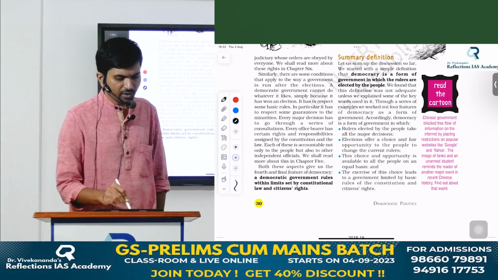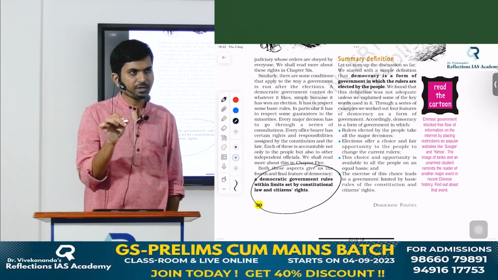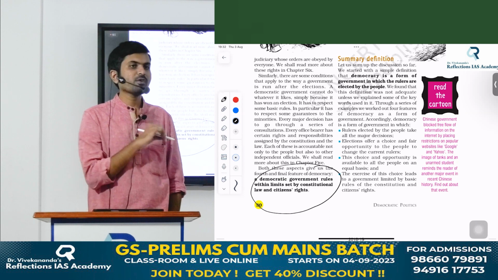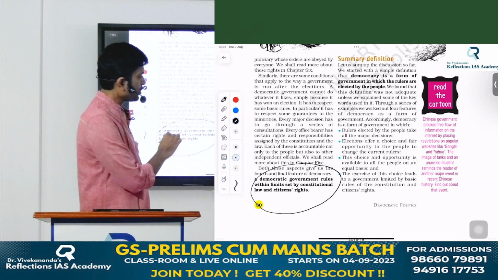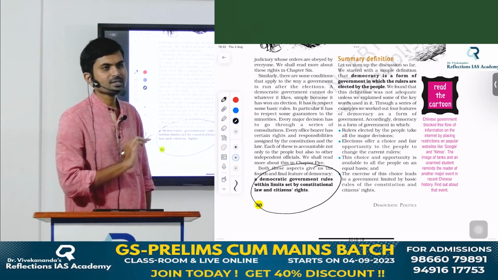This part we have covered yesterday, the blue color diagram, if you remember. X is having rights, National Food Security Act. Who is having power? State has power. Who have rights? Citizens have rights. This is exactly what they are saying: a democratically elected government rules within the limits set by constitution, law and citizens' rights.